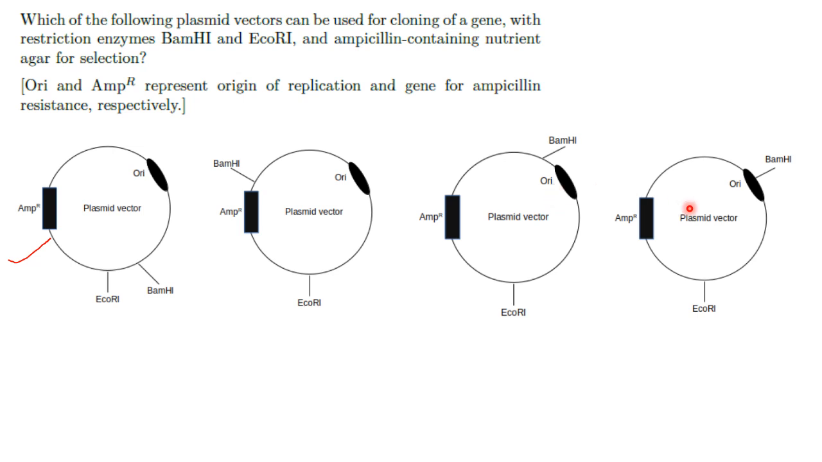cloning the gene. Now here the BamH1 is cutting at your origin itself. So origin itself is lost. So no replication. So this also cannot be used. So the answer here is option A, that is this plasmid.